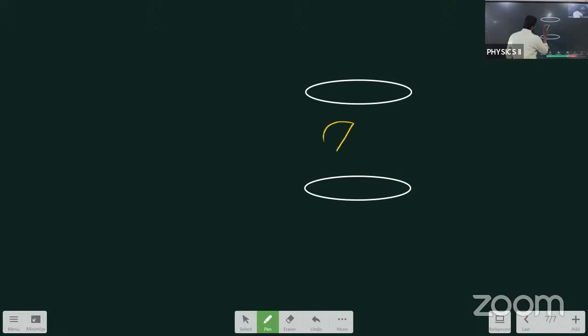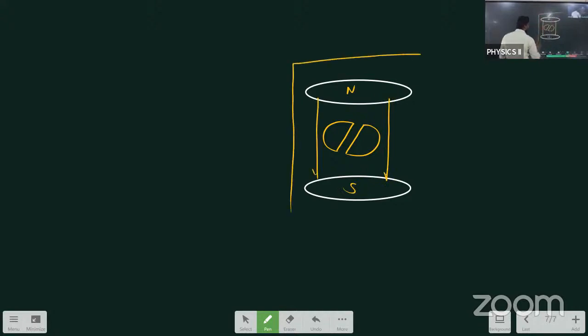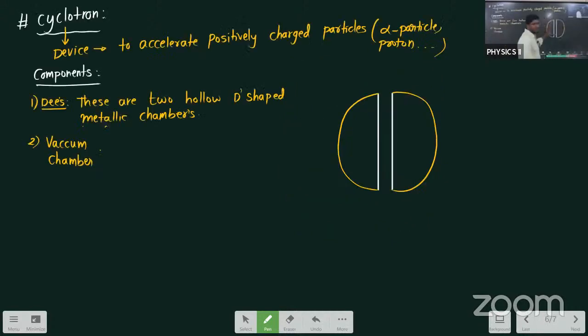Here you will be having one D. Here you will be having another D. Suppose this is North Pole, this is South Pole. We'll be having magnetic field here. The entire setup will be kept in a vacuum. This is the actual diagram for that cyclotron, but this is not necessary. We'll draw something like this only.